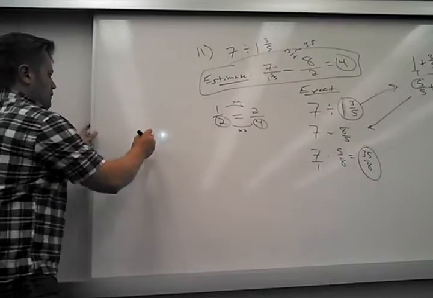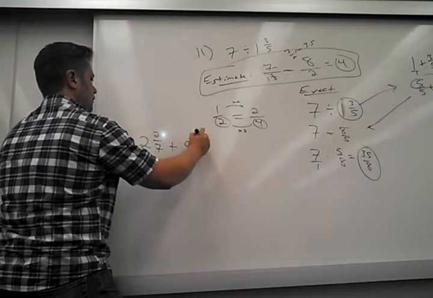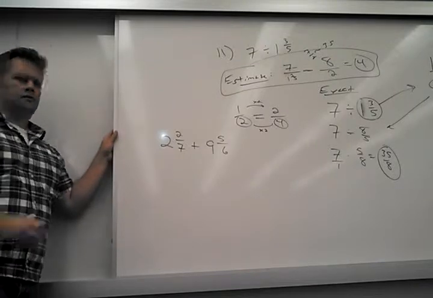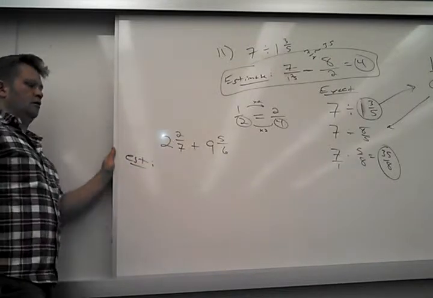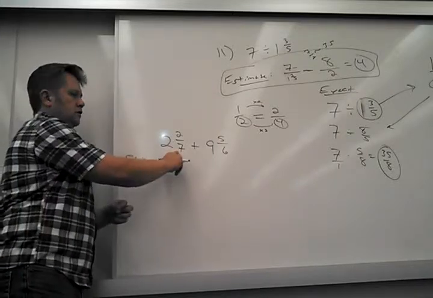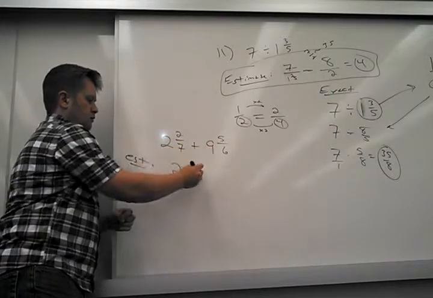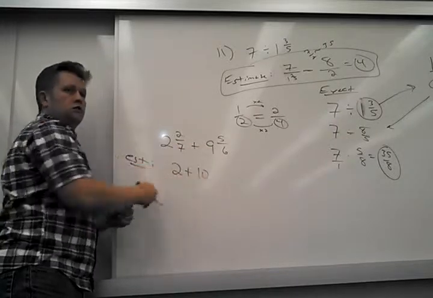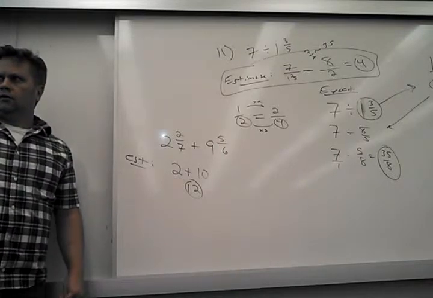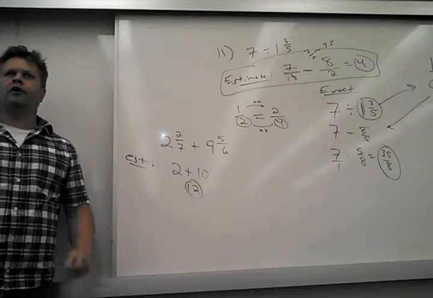So if I had a problem like 2 and 2/7 plus 9 and 5/6, how would you estimate that? Do better than that. That's just a little bit over 2. And that's just a little bit under 10. That's close to 2. That's close to 10. 2 plus 10? 12. So my estimate for that would be 12. That's all there is to really to estimation, is you try to bring it to the closest number.